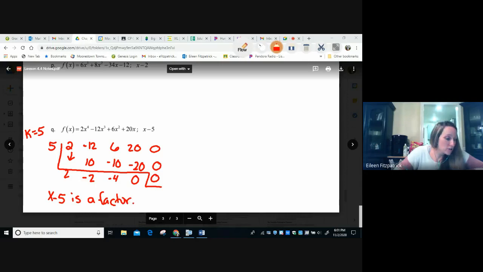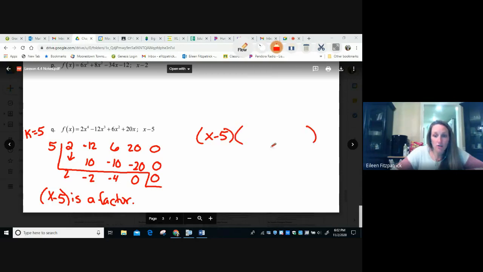Okay, and the directions do say, I don't think I read the directions carefully for the first problem, although we ended up doing it correctly. It says then factor the function completely. So I did do that in the last problem, but I wasn't paying attention that it was actually asking me to do that. All right, so that means that x minus 5 is a factor.